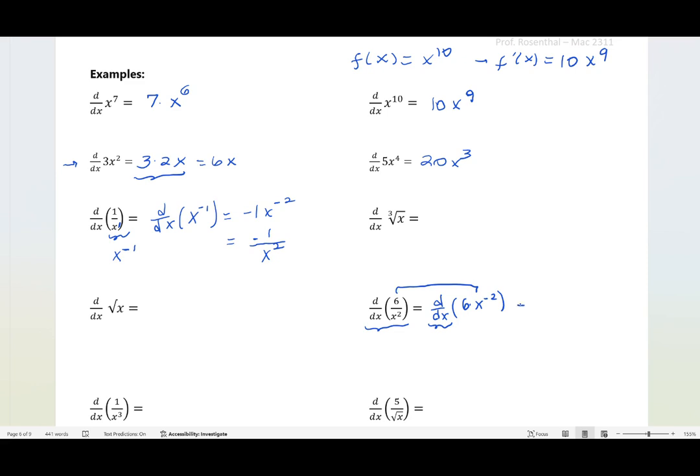So the derivative of this will be, bring the -2 down, that's -12, subtract 1 from the power, x to the -3, and let's rewrite everything. -12 divided by x to the +3. Again, it's good common practice to leave the answer in terms of a positive exponent. Now let's do a few involving radicals. So for example, the square root of x.